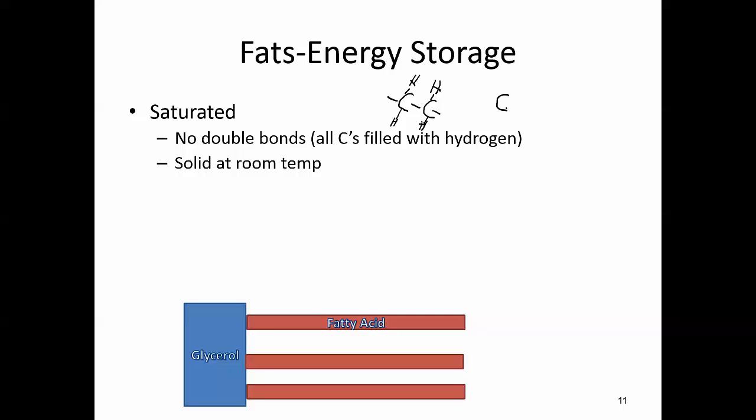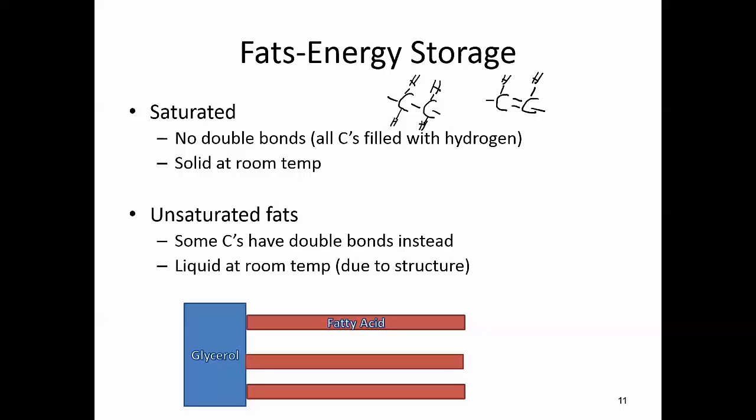An unsaturated fat would have a double bond somewhere in it, meaning these carbons are only able to hold on to 1 other hydrogen instead of 2. So this is saturated, this is unsaturated. Now, saturated fats tend to be solid at room temperature. Why? Because their long fatty acid chains are very straight. When they get cool, they get closer together with other fat molecules and they push tightly together. They compact very tightly.